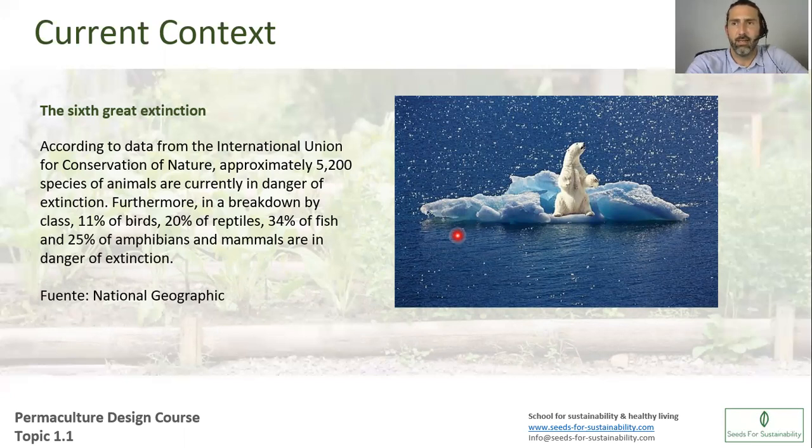This means that this would be 11% of all birds, 20% of all reptiles, 34% of all fish, and 25% of all amphibians and mammals. That's a lot of fauna that would get lost. And that's why we talk about the 6th great extinction.